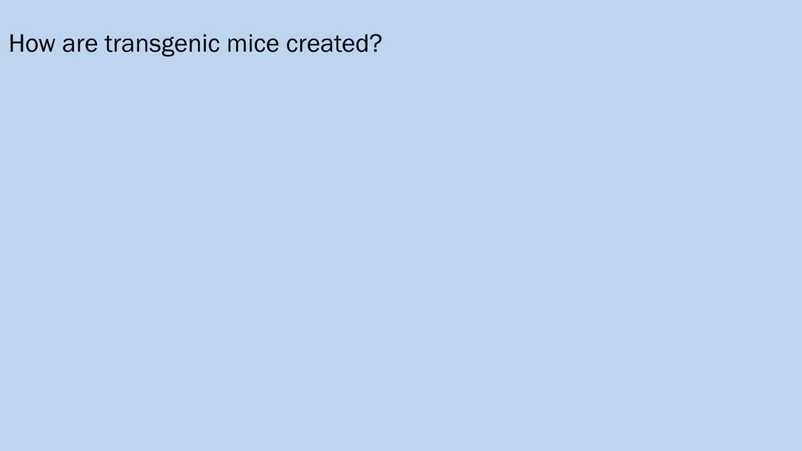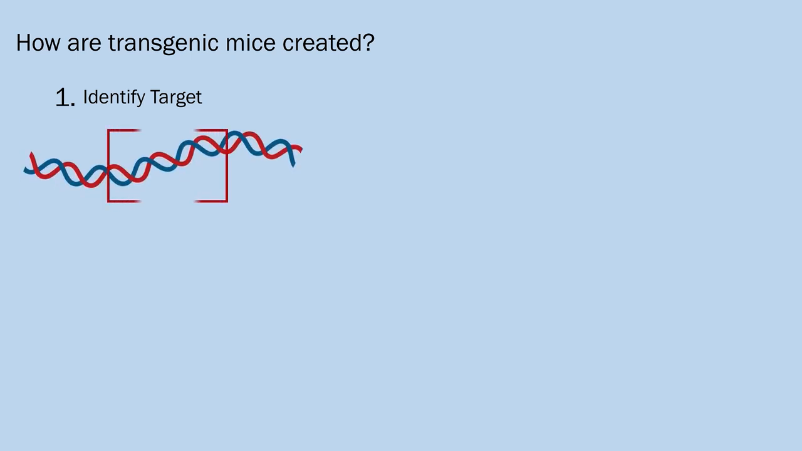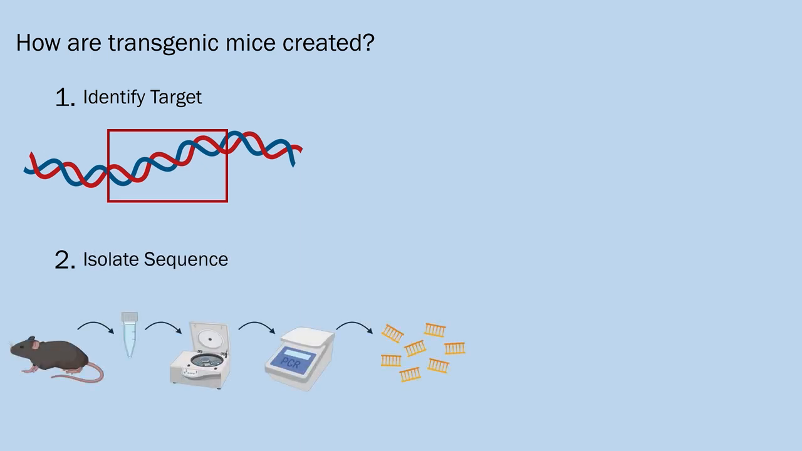The creation of these mice is a multi-step process. First, the target gene and its location in the genome is identified. One advantage of widely used model organisms is that their complete genetic code is already known, allowing for easy targeting and manipulation of the genome. Once the target gene is identified, it is isolated from the host organism. This is a multi-step process that involves isolating the DNA from tissues and using polymerase chain reaction, or PCR, to create many copies of the target gene.